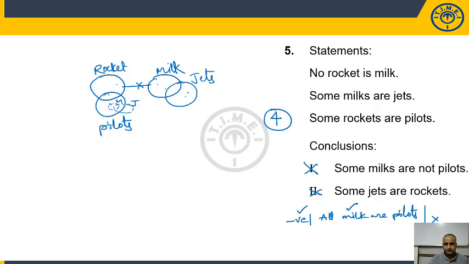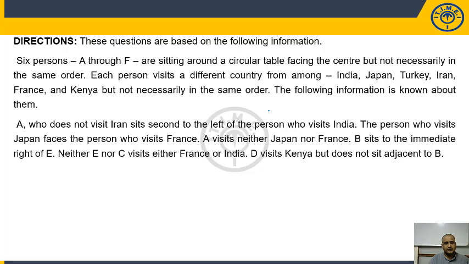Okay. Now question number 6 to 10, circular arrangement along with the distribution on another variable. This we could take up the last.